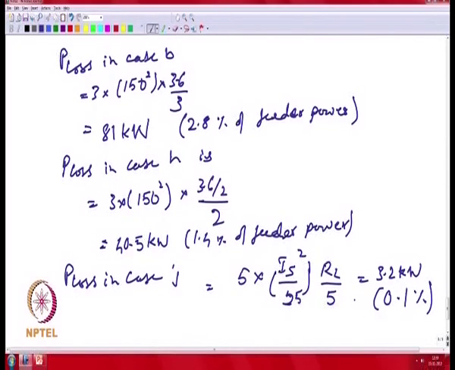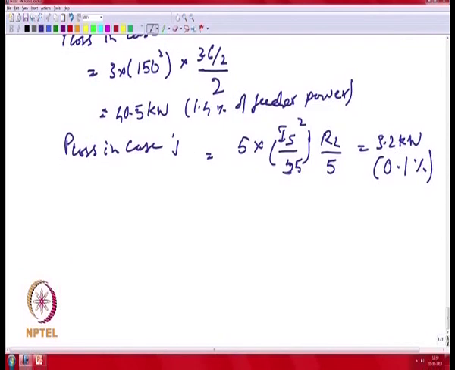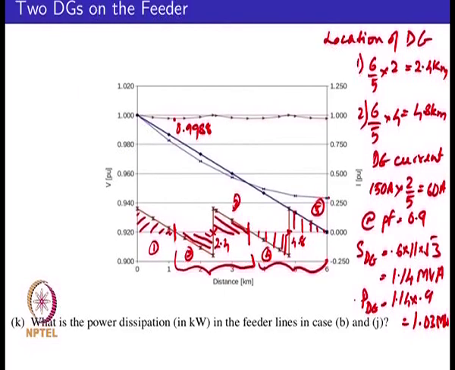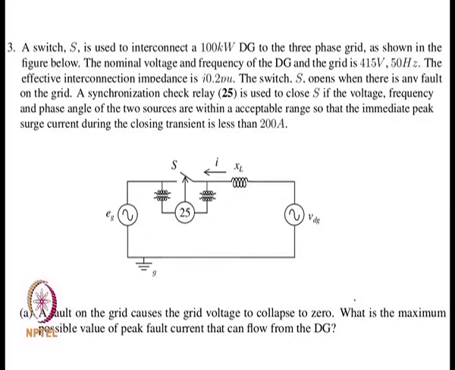So, the second problem that we will discuss is on the switching of DG and the grid. Essentially you have a switch which interconnects a DG and the grid, and you want to see what would be the transient currents under 2 conditions.